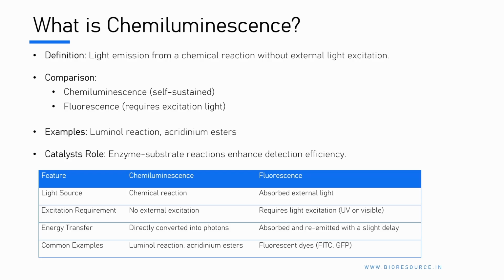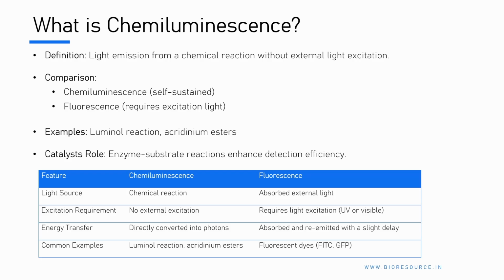Let's look at the role of catalysts or enzyme substrate reactions in the light emission. Chemiluminescence occurs due to oxidation reactions, which often require catalysts to enhance efficiency. In CLIA, the light is generated by an enzyme catalyzed reaction involving specific substrates and label. So the first one is the luminol reaction. It's a classical CLIA example. Luminol undergoes oxidation in the presence of hydrogen peroxide and a catalyst, horseradish peroxidase or HRP. The reaction produces an excited state intermediate which emits light upon returning to the ground state.